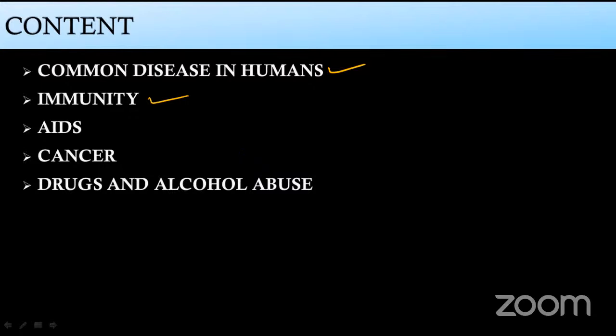Then we are going to study two kinds of diseases: one is infectious disease and the other is non-infectious disease. The infectious disease is AIDS and the non-infectious disease is cancer. Then we are going to talk about drugs and alcohol abuse, and adolescence in this chapter. Let us start.